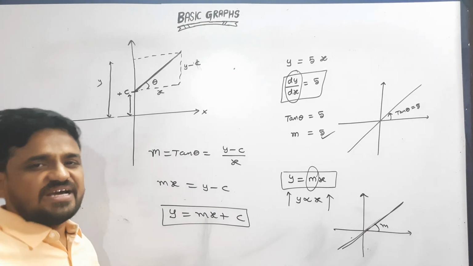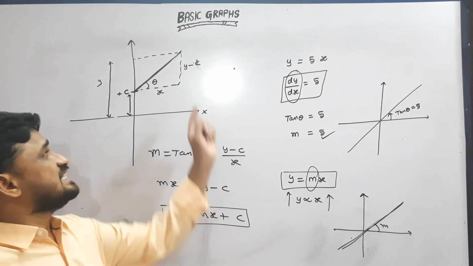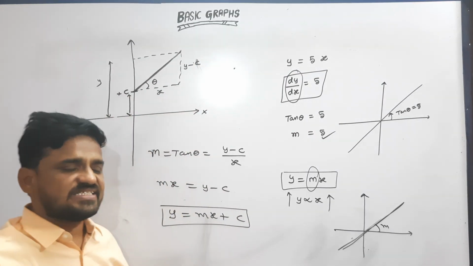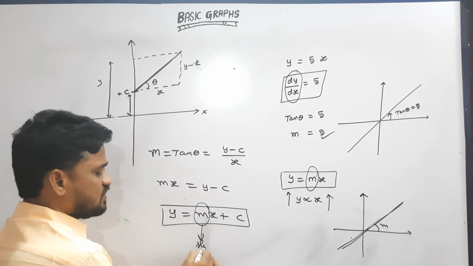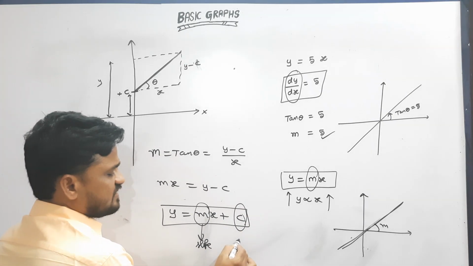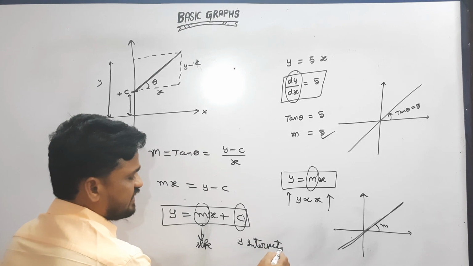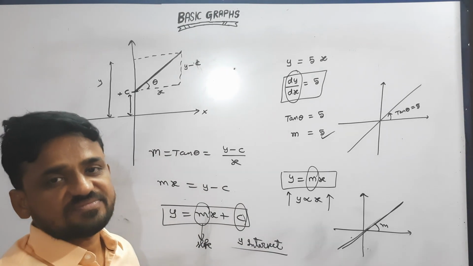If the equation of the graph is like y equal to mx plus c, it means the graph is a straight line intersecting the y-axis. Here m is the slope, that is, m means slope of the graph. C is the y-intercept, the point where the line intersects the y-axis.